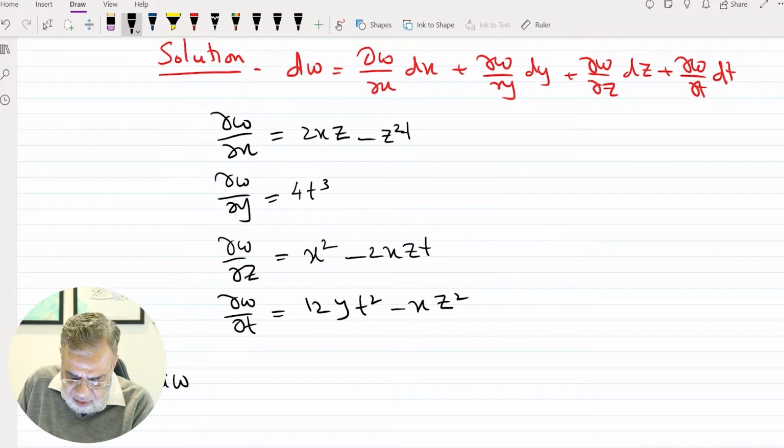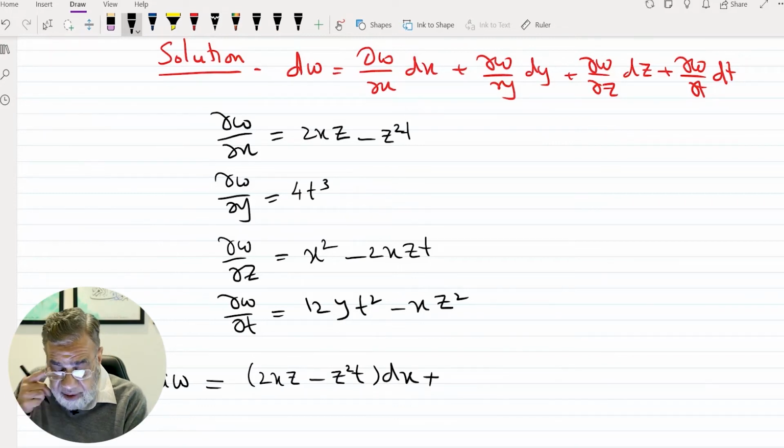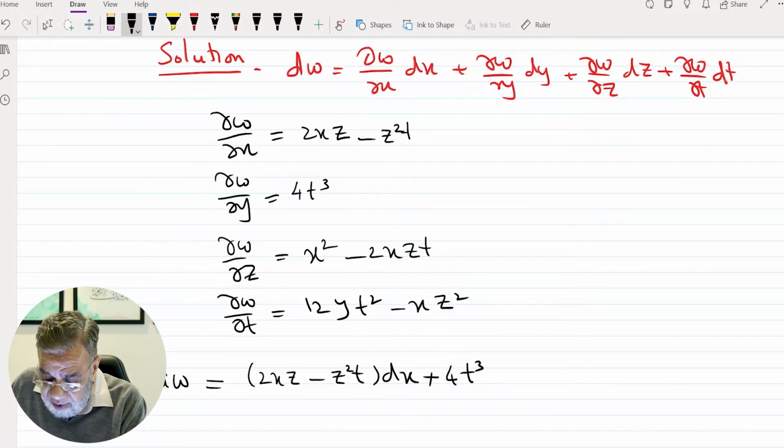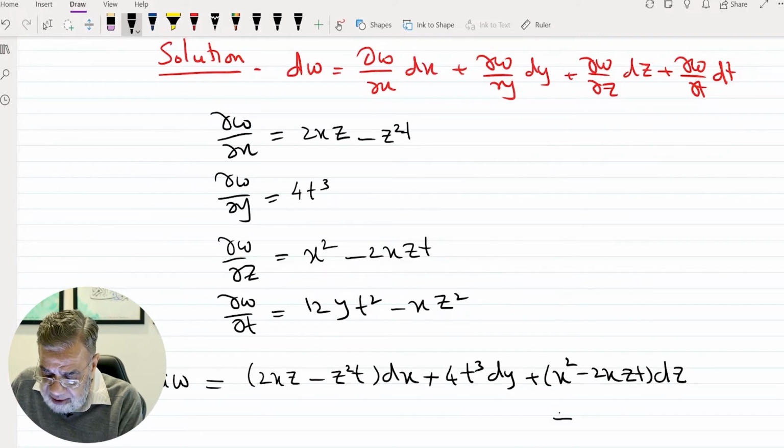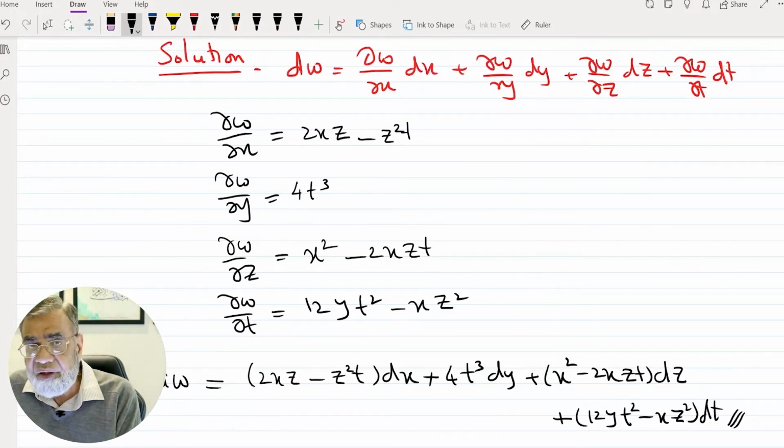My dw, the total differential, is equal to partial w partial x, which is 2xz minus z squared t, into dx, plus partial w partial y, which is 4t cube, dy, plus partial w partial z, which is x squared minus 2xzt, dz, and then partial w partial t, which is 12 y t squared minus x z squared, dt. So that's my result. That's how we can find the differential of a function of four variables.